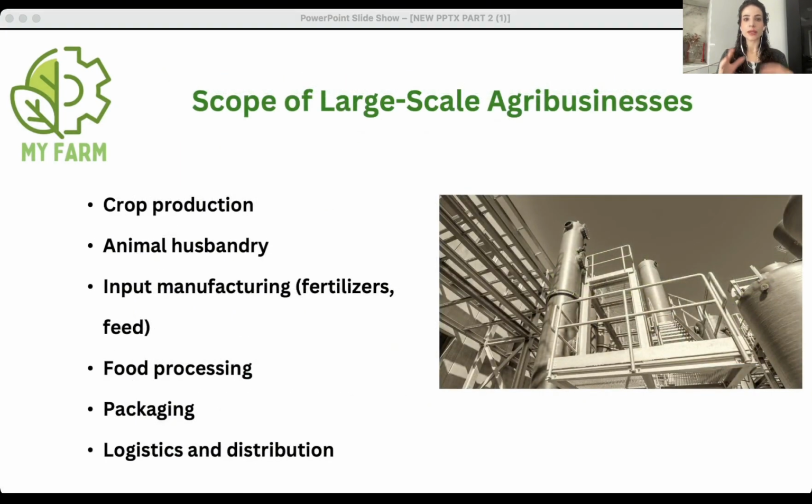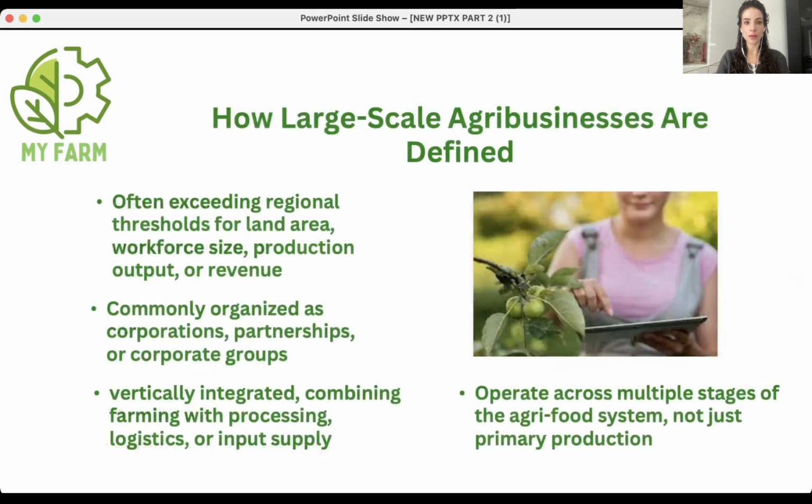These businesses may include crop production, animal husbandry, input manufacturing, food processing, packaging, logistics, and distribution. While definitions vary by region, large-scale agribusinesses usually exceed thresholds in land size, workforce, production volume, or revenue. They often take the form of corporations, partnerships, or vertically integrated groups that combine farming with agribusiness services.